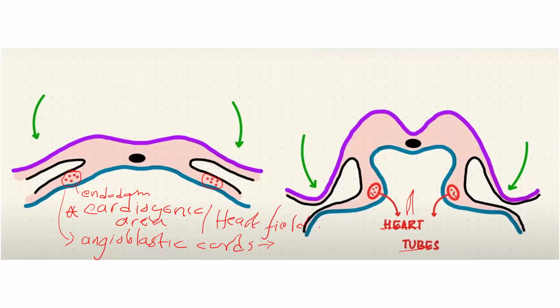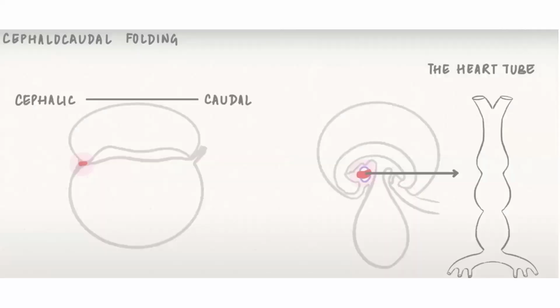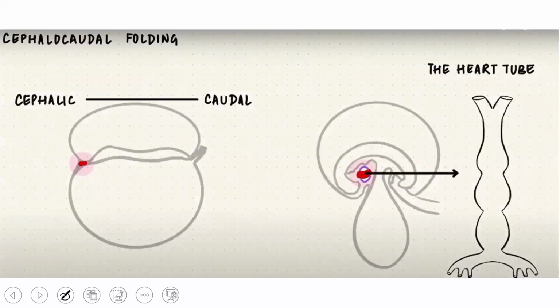Okay, so you can see initially there are two of them, but due to lateral folding, they fuse to form a single heart tube. So you have already formed the heart tube. But now, the other detail is that this heart tube is formed just caudal to the septum transversum in the most cranial part. In the most cranial part of the embryo, that is where the cardiogenic field is at initially.